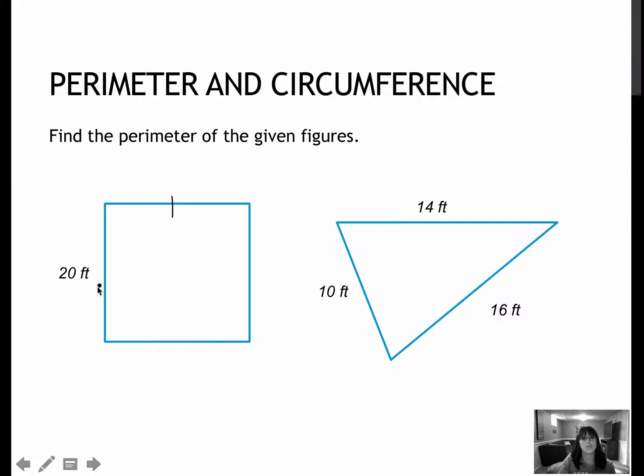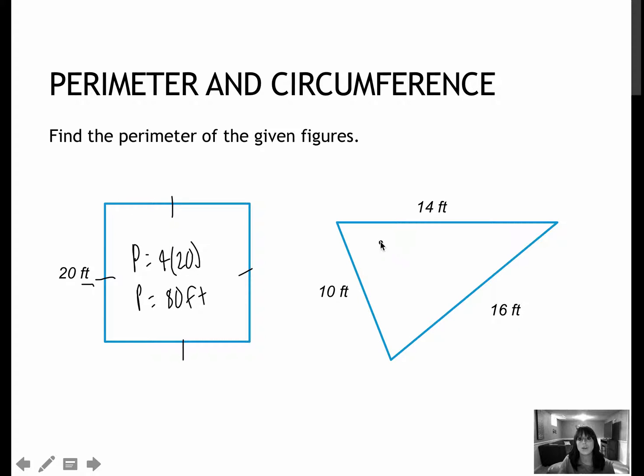This should be marked as a square. So for a square, remember the perimeter, I can just take 4 times 20 because all 4 sides are congruent, and so my perimeter is 80 feet. We would measure it just with whatever the unit is on the side length.